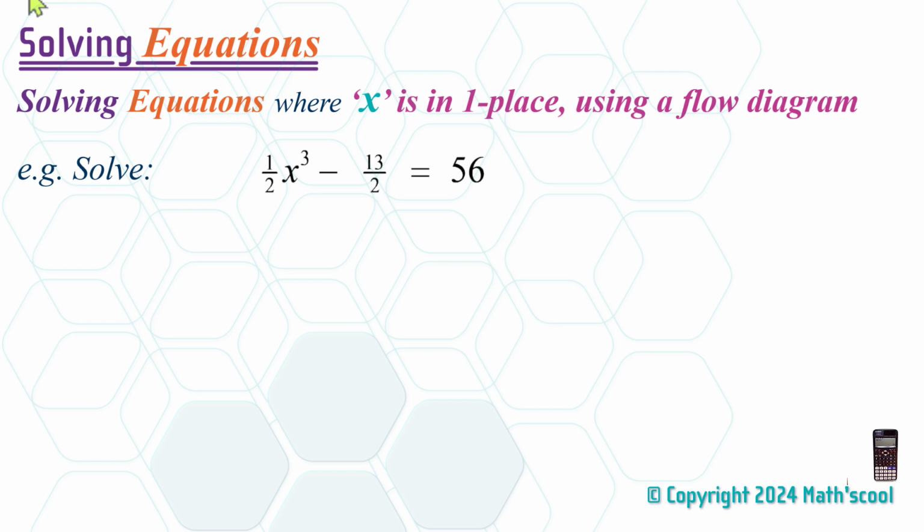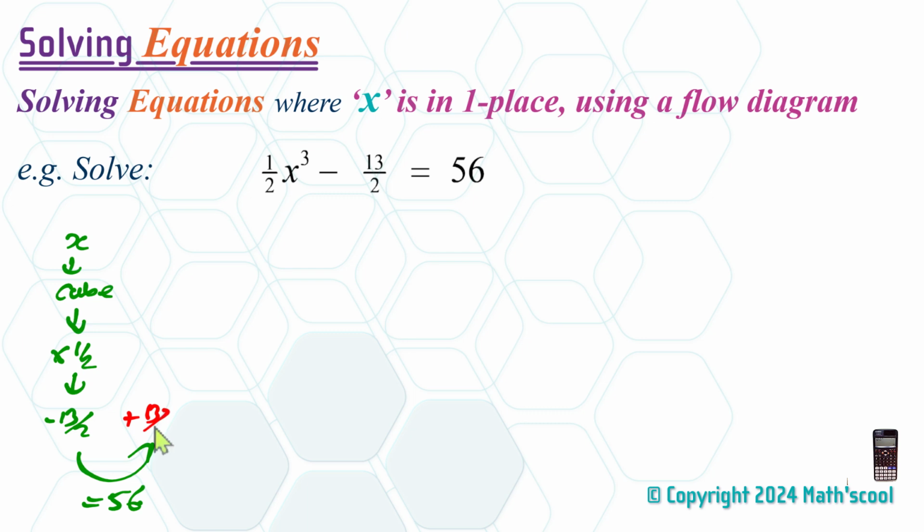Okay, so this is a half x cubed minus 13 over 2. So our flow diagram is going to be starting with the x. We're going to cube it. And then we're going to times it by a half. And then we're going to minus 13 over 2. And by then we've got to the equal sign, equals 56. So the opposite of that is to plus 13 over 2. So I'm going to plus 13 over 2 and a plus 13 over 2.